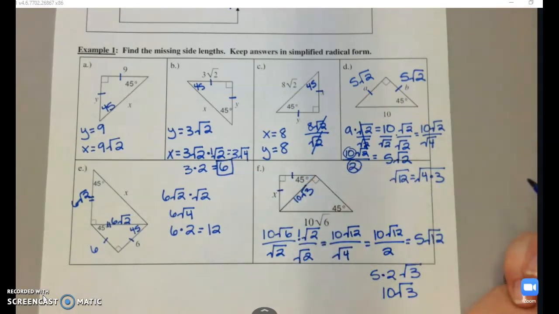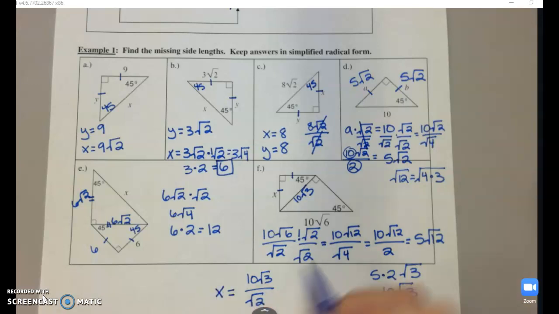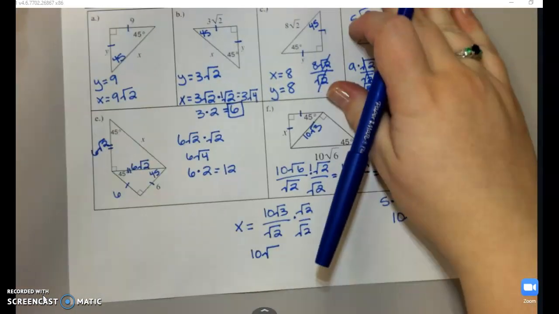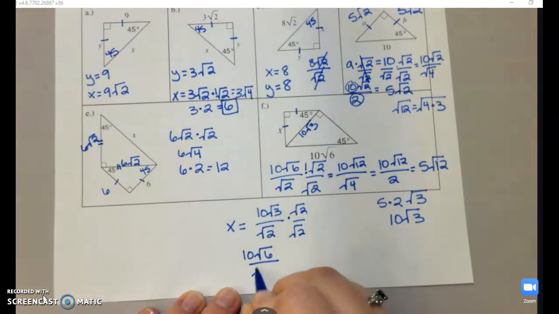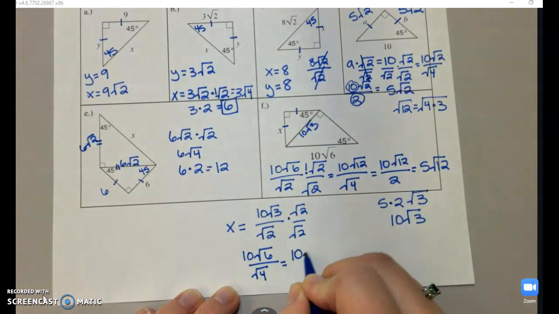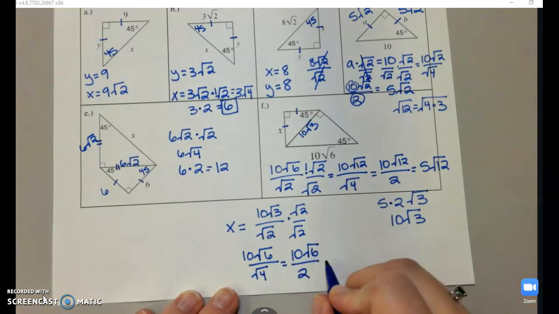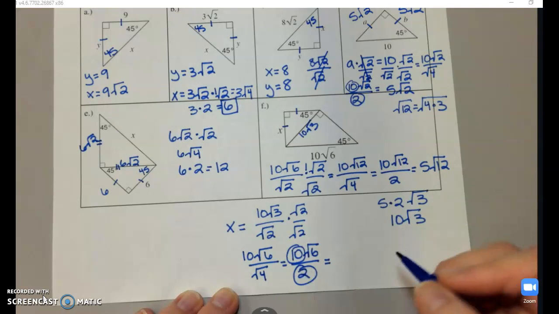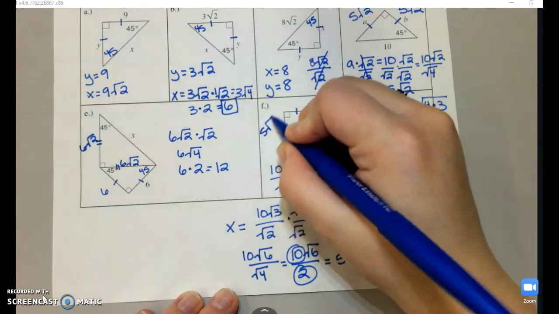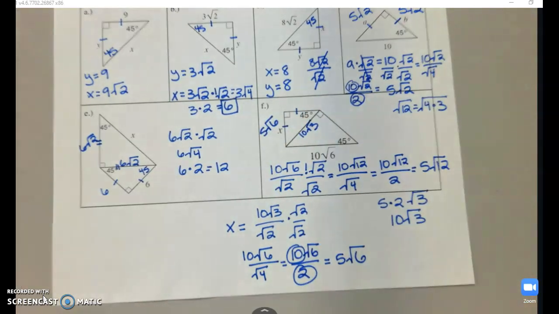So again, to find the side, I have to divide by the square root of 2. So I'm going to take 10 square root of 3 divided by the square root of 2, and I need to rationalize my denominator. So I get 10 square root of 6 over the square root of 4. The square root of 4 is 2, and so I can simplify my 10 and my 2, and I get 5 square root of 6 is equivalent to x. And that is our notes for the 45, 45, 90 right triangle.